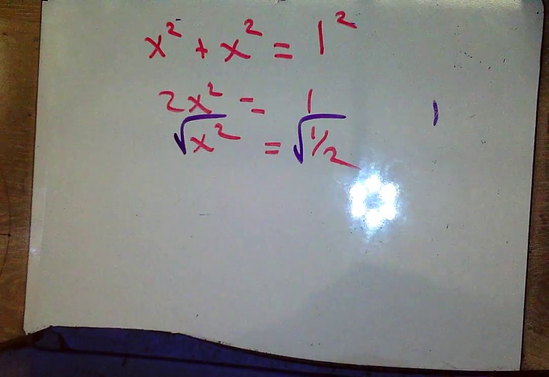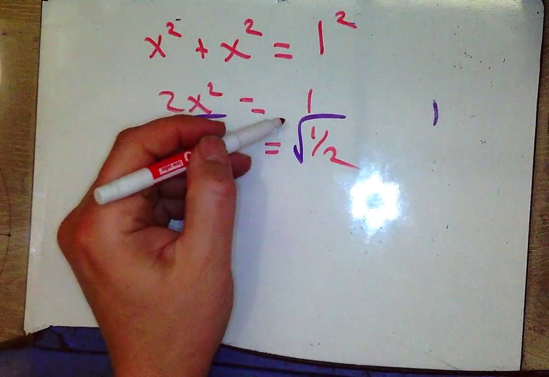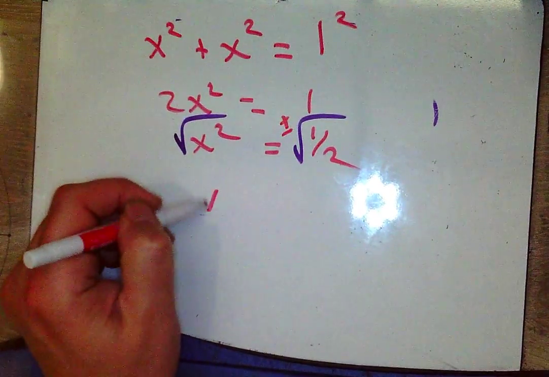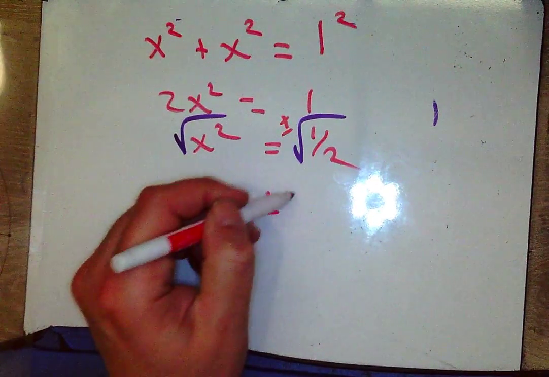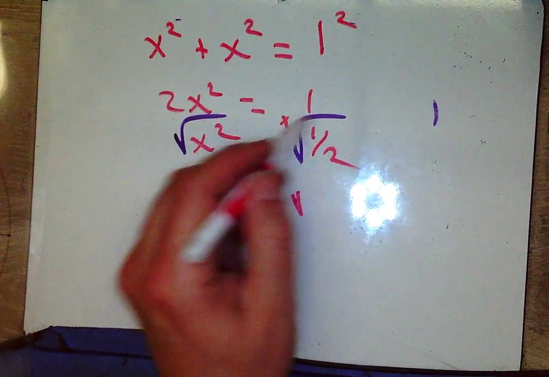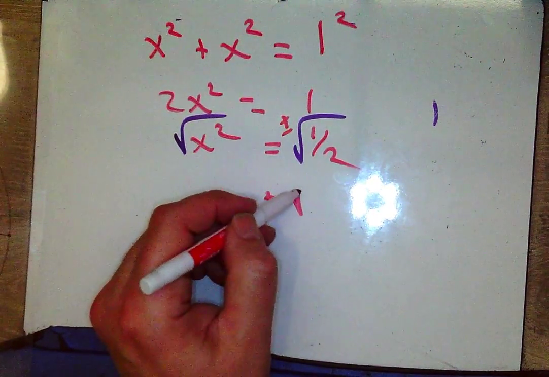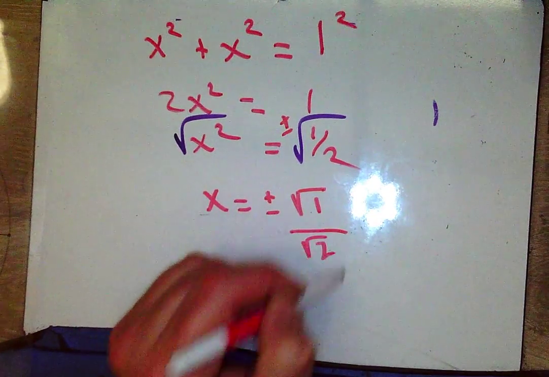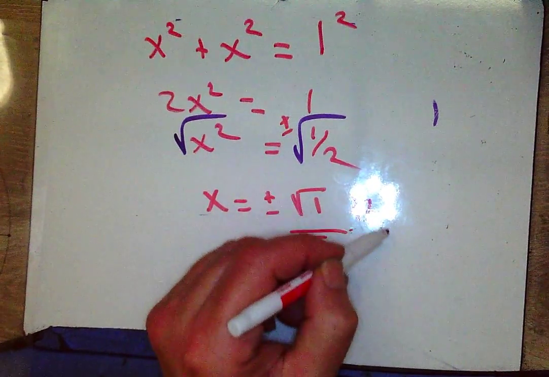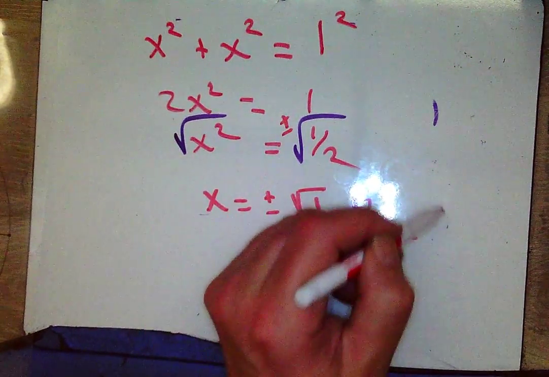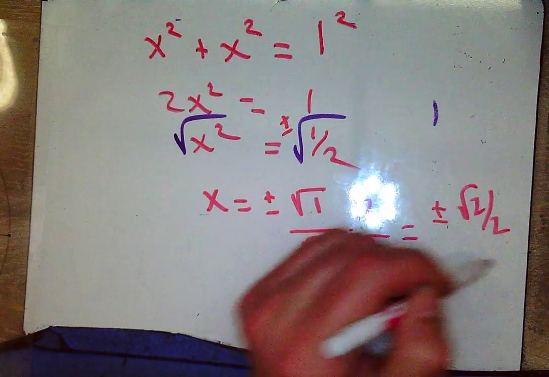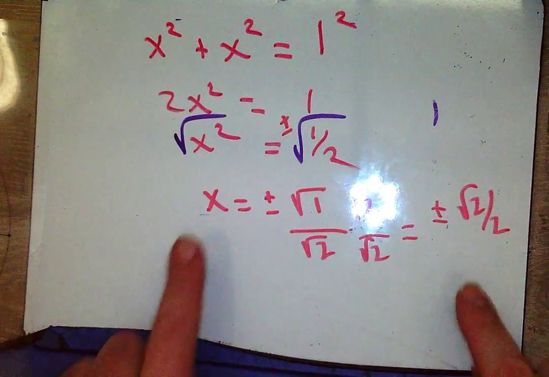And when I take the square root of both sides, what am I supposed to remember? That plus or minus. So we get x equals plus and minus. And instead of writing square root of 1/2, I'm going to write square root of 1 over square root of 2. And I'm going to rationalize. And so now I have plus and minus root 2 over 2. And that's what x equals.